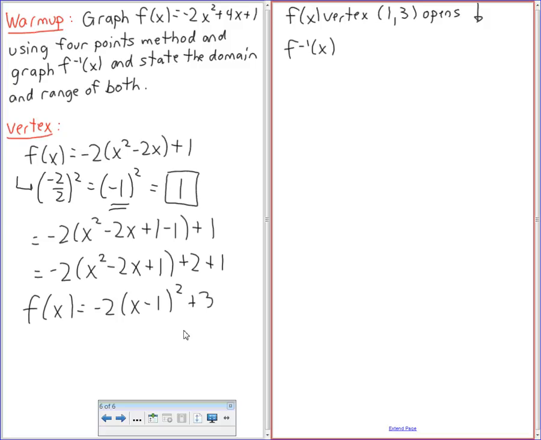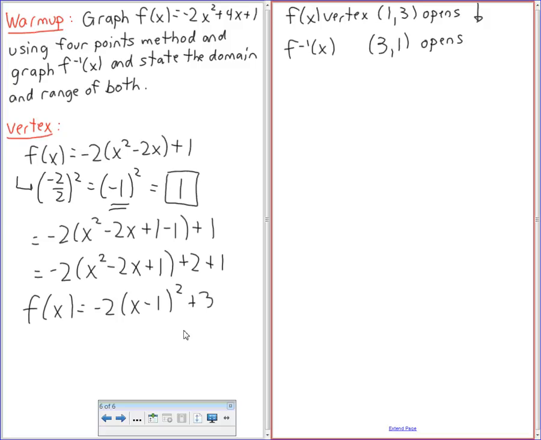Oh, okay. So here we go. Now, Natasha, you're not done yet. We said the f of x vertex is 1, 3. What is the f inverse vertex going to be? 3, 1. Good. And we'll worry about the opening in a sec. We'll leave the opening because you guys don't know that yet. But the idea is the vertex of the inverse is going to be switched.